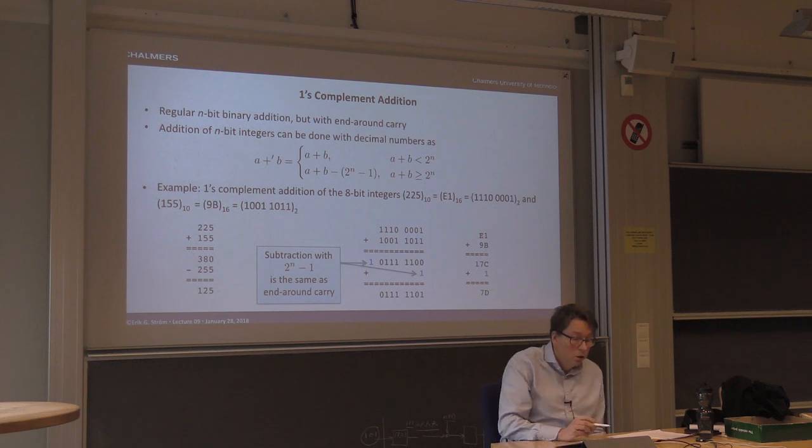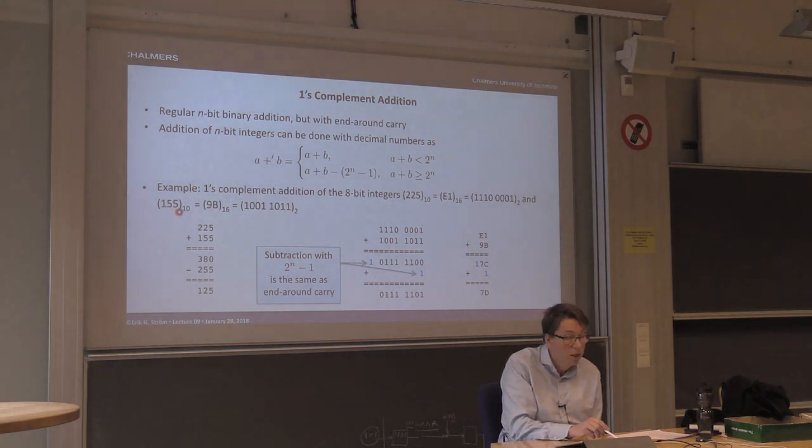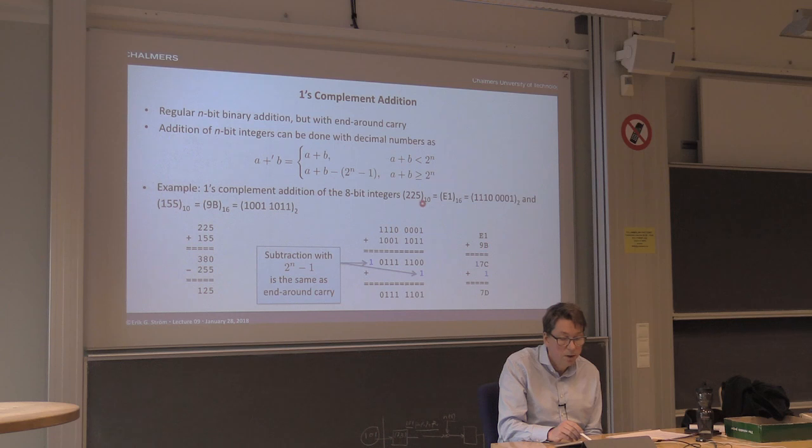Okay. So if one should look at an example, say we have two 8-bit integers, 225 and 155. 16 bits are enough here. So if we go to hexadecimal, this is the decimal number 225, it's E1 in hex, and it's 1110 0001 in binary. Okay, so these are three different representations of the same number. Same thing we have here, 155 is 9B in hex, and 1001 1011 in binary.